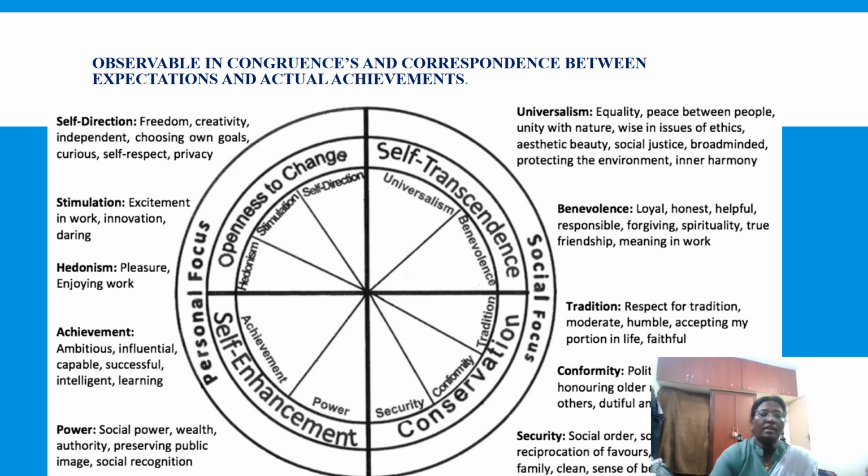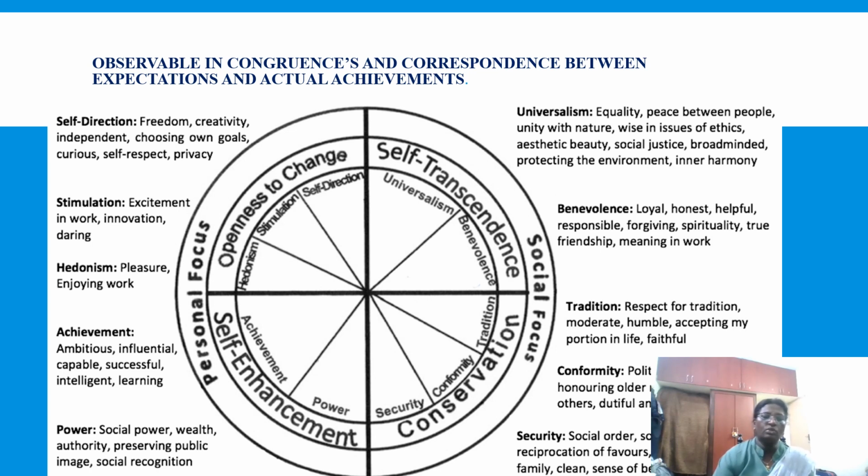Then the focus on achievement: ambitious, influential, capable, successful, intelligent, and learning. After learning this curriculum, the ultimate goal is the achievement of the particular art. So when they choose the engineering curriculum, they achieve in the engineering field. Such kind of thing.